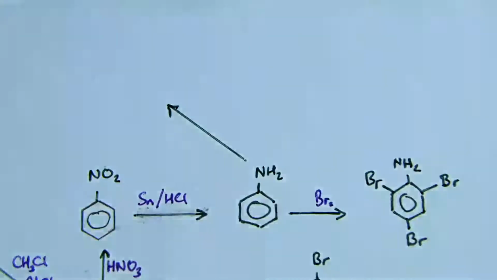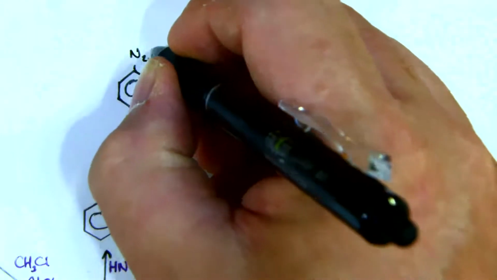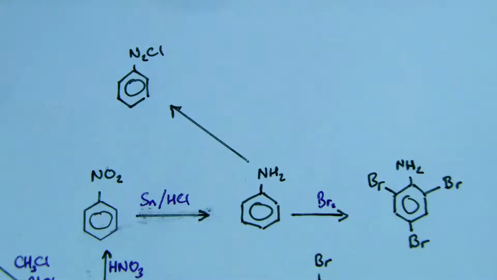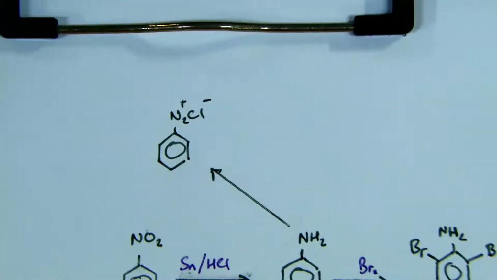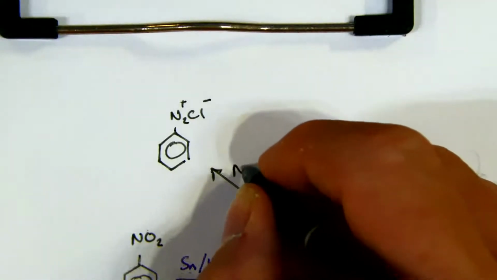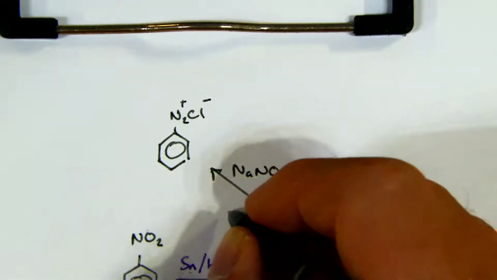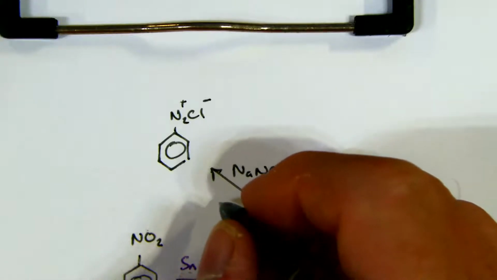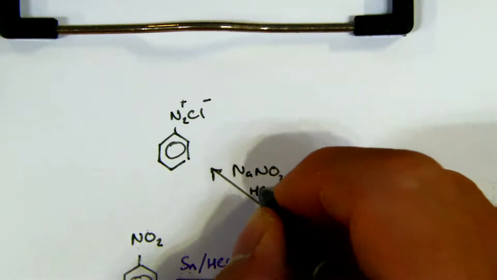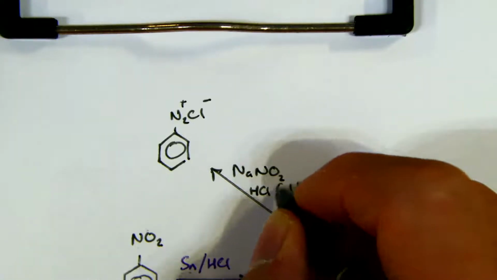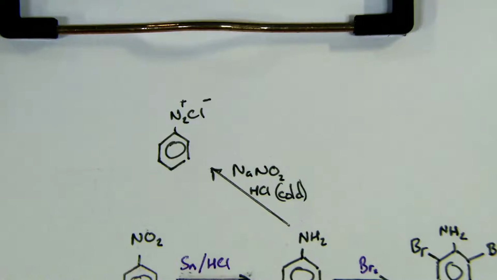And if I then take my amine, what I could do with my amine is I could make my N2 plus Cl minus, and I would do that by adding sodium nitrite and something like, I don't know, concentrated HCl. And I'd have to keep it cold if I wanted to try and do that.